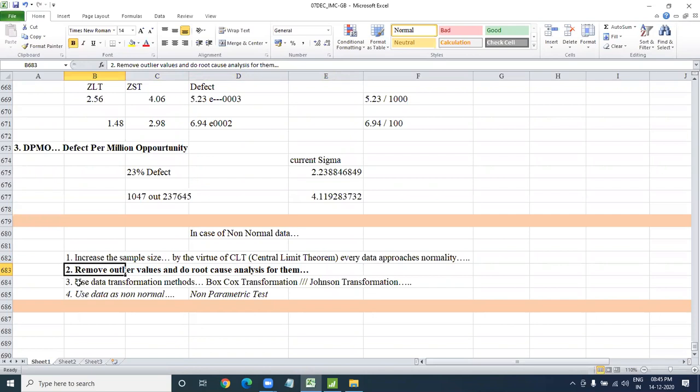Then it talks about some transformation methods. Transformation methods are good just for research purposes. I would not use this in the real world, and I'll show you how it works. Transformation means if my data is non-normal, I use some transformation rules and it changes the data. See, it's no longer my own data then. The data is changed.